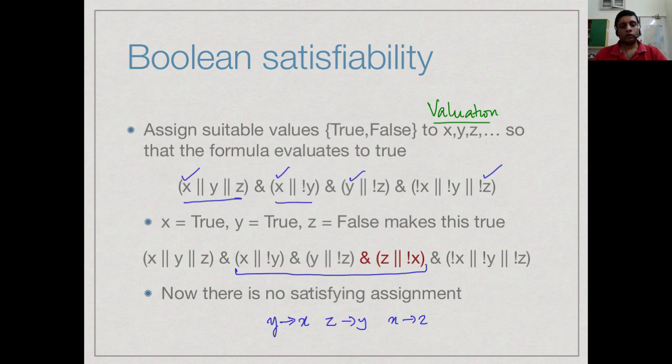But then if X, Y, and Z are all the same, then either the first or the last clause is going to be false. Actually, there is no satisfying assignment. So our goal is to find out whether there is a satisfying assignment or not.